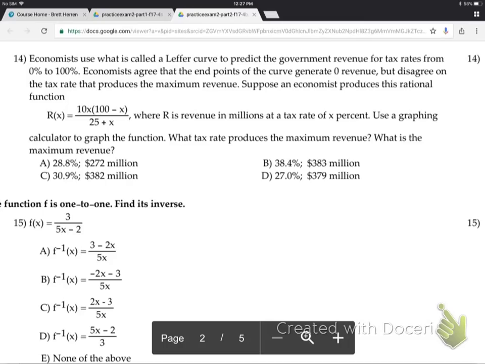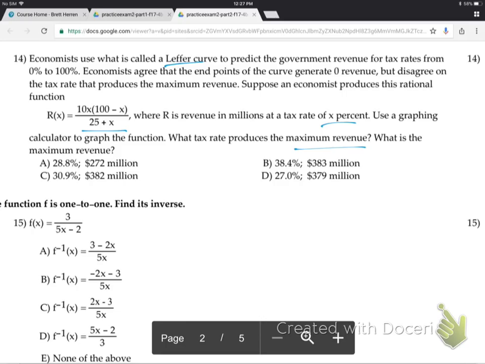Economists use what's called the Laffer curve, which somebody named Laffer came up with, to predict the government revenue for tax rates from 0 to 100%. Economists agree that the endpoints of the curve generate zero revenue, but disagree on the tax rate that produces the maximum revenue. Yeah, we know they disagree. Suppose an economist produces this rational function, where R is revenue in millions at a tax rate of x%. Use a graphing calculator to graph the function. What tax rate produces maximum revenue? What is the maximum revenue?